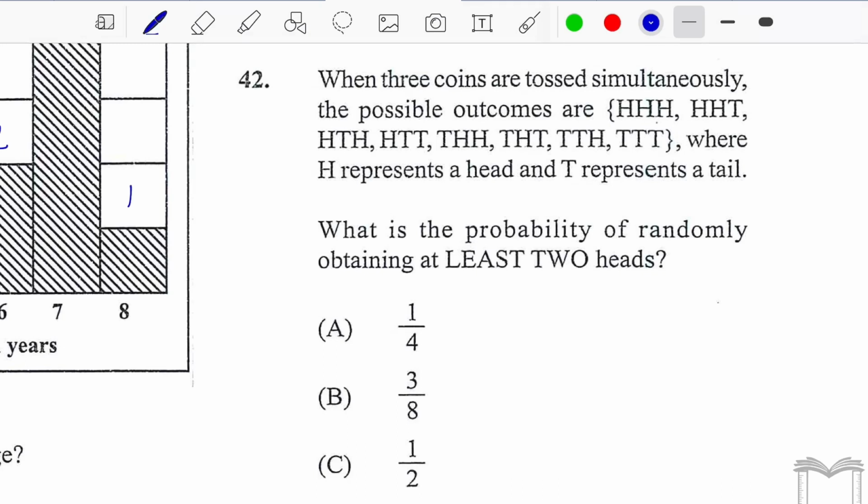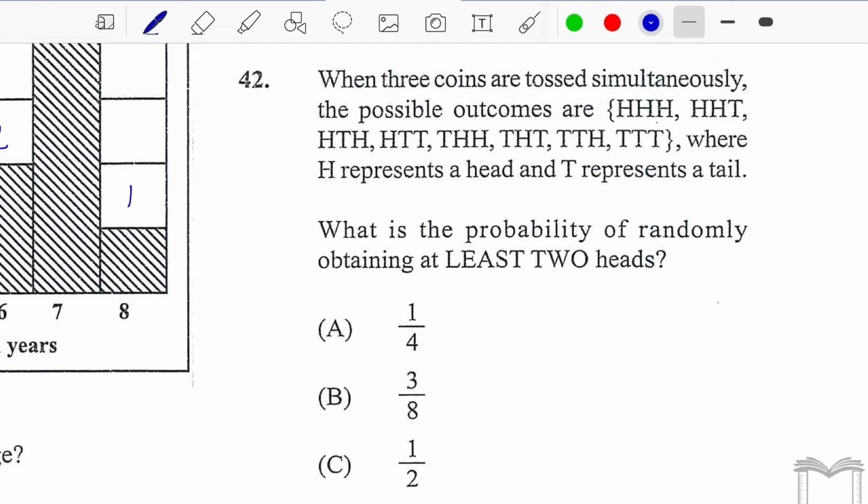Number 42. When 3 coins are tossed simultaneously, so simultaneously means at the same time, the possible outcomes are shown, where H stands for heads and T stands for tails. What is the probability of randomly obtaining at least 2 heads? So what this means is that you can have 2 or more heads. At least 2 heads means 2 or more heads.